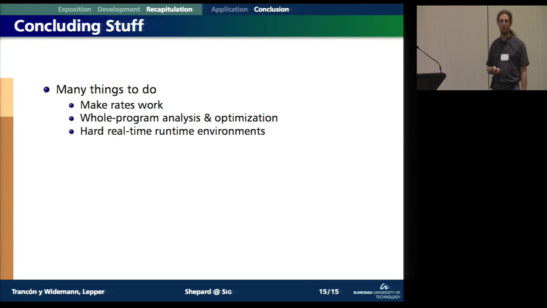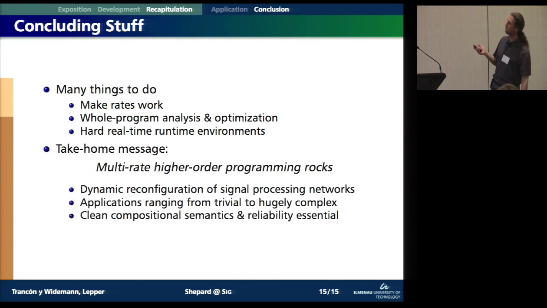So the next thing we're planning to do is make the rates actually work, do some whole program analysis, optimizations. Right now we have a closure implementation of higher order functions. We plan to replace them by defunctionalization, and to deal with more hard real-time runtime environments. Right now we're using the Java Standard Edition, so there could be glitches at any moment when the garbage collector kicks in. We cannot guarantee that this won't happen.